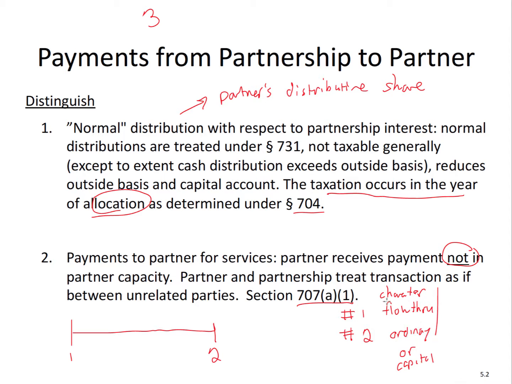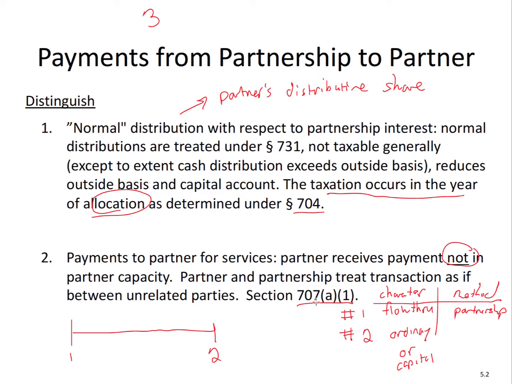The accounting method. The accounting method used depends on which classification you're under. Under number 1, you always use the partnership's method. So what do I mean? Let's say a partner is a cash method partner, or lawyer in that example, but the partnership is an accrual method. Well, if it was a partner's distributive share allocation, we apply the partnership's method, accrual method.